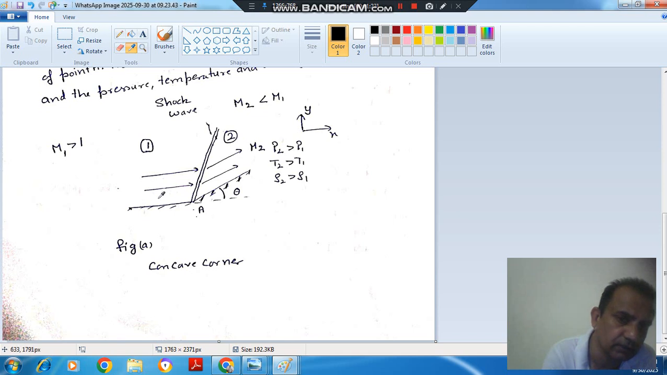So here the initial flow direction is this. Now the flow direction is this. Or you can say the flow remains parallel to the surface as the surface is turned into itself, so the flow will also turn into itself. This is the difference between the normal shock and oblique shock. When this theta is 0, then it will become a normal shock, and there will be a sudden change in property, and this is called a concave process.